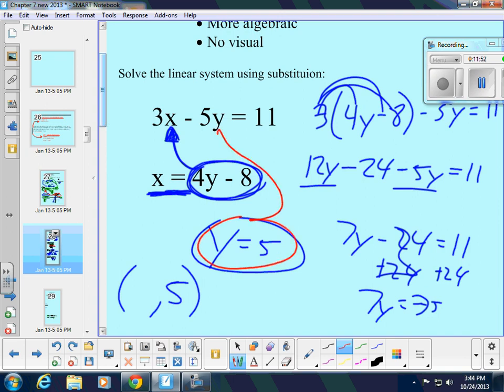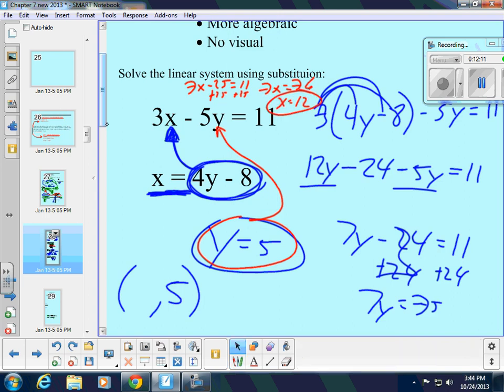If I plug it into the top one, if I take 5 times 5, that would give me 25. So I'd have 3x minus 25 equals 11. If I add 25 to both sides, I get 3x equals 36. And divide both sides by 3, I get x equals 12. So that one's telling me that the x-coordinate should be 12. Okay, I'm going to write that in.